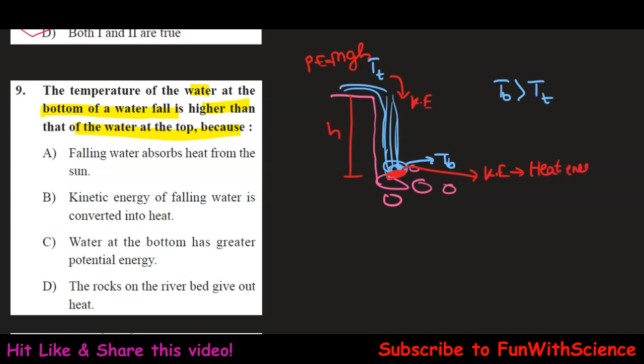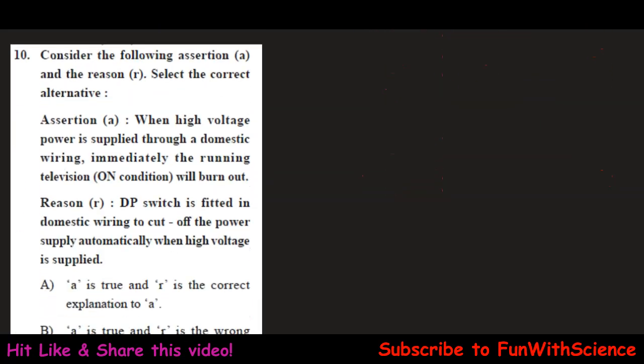Heat energy. That is why the water at the bottom of a waterfall is at a higher temperature than its top. So the correct option would be which one? The kinetic energy of the falling water is converted into heat. That is option B, the right answer. Moving on to the next question.